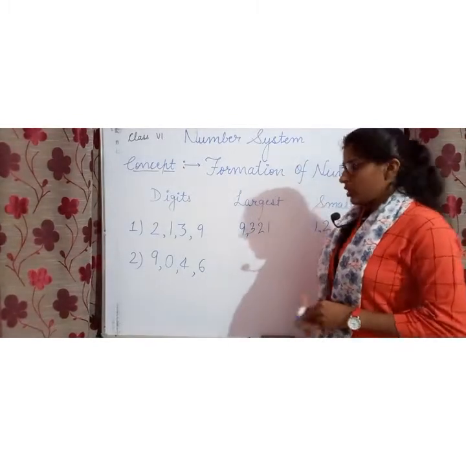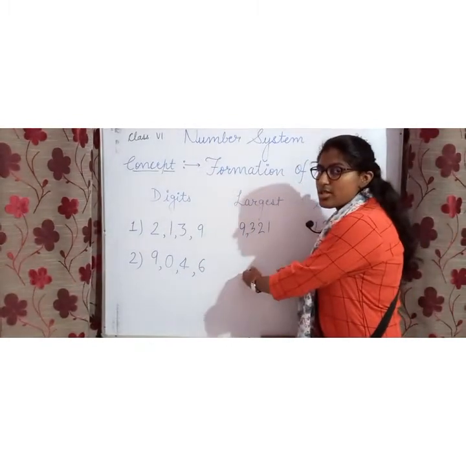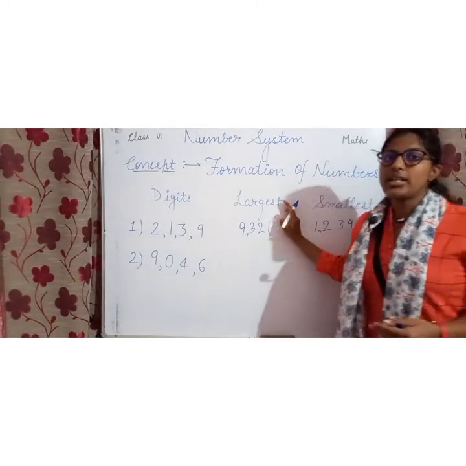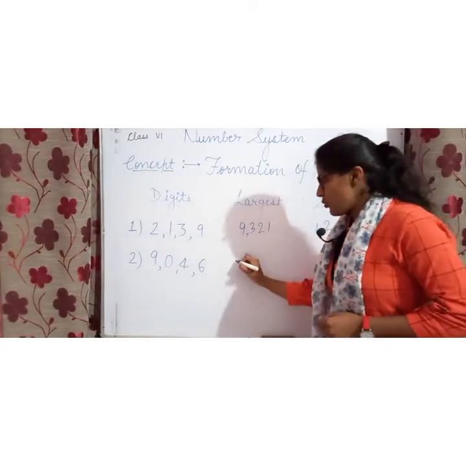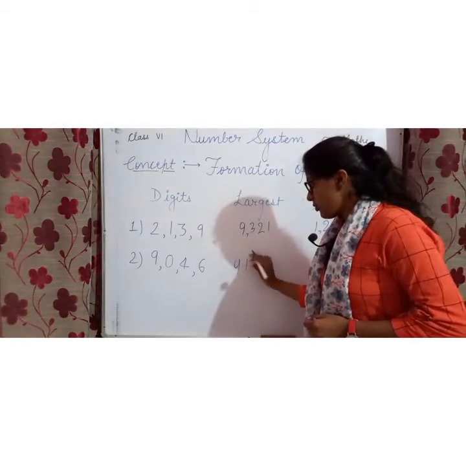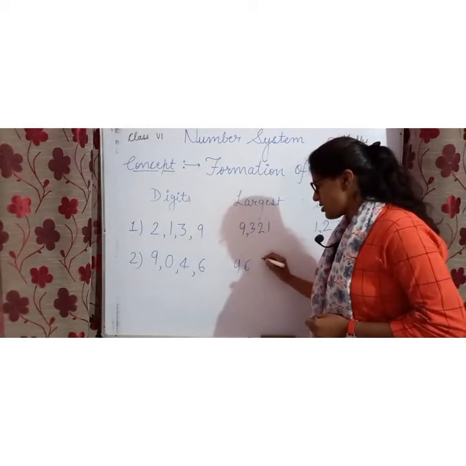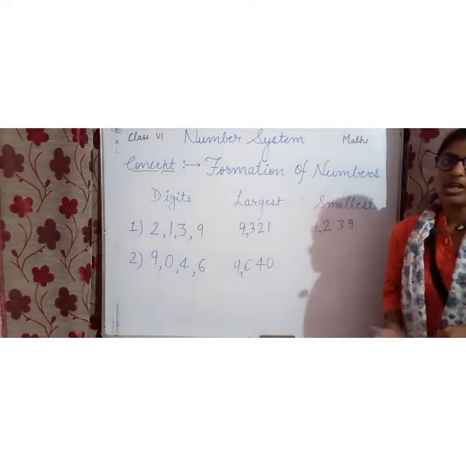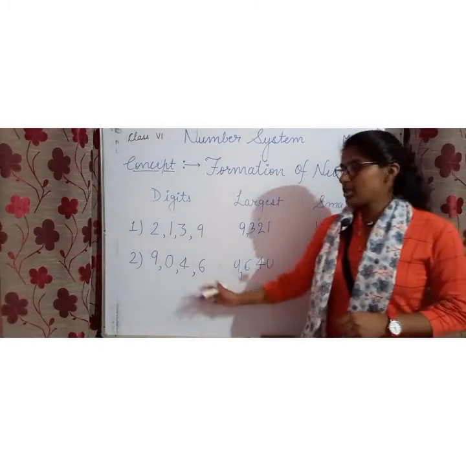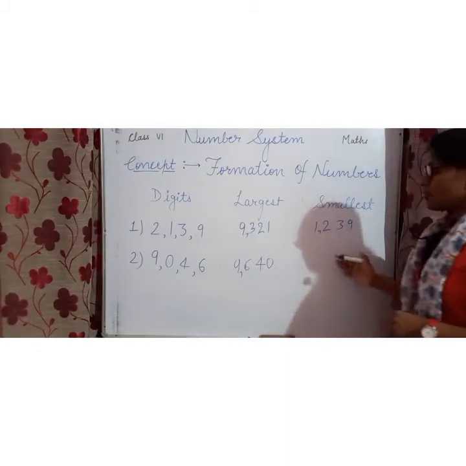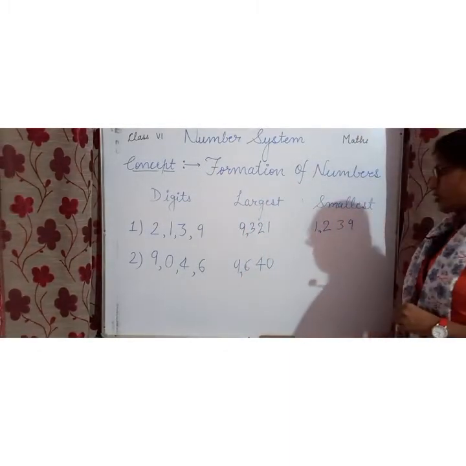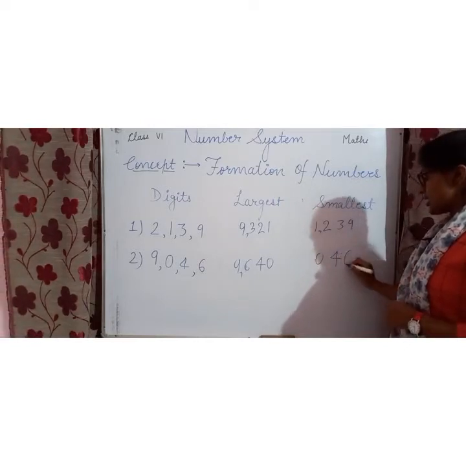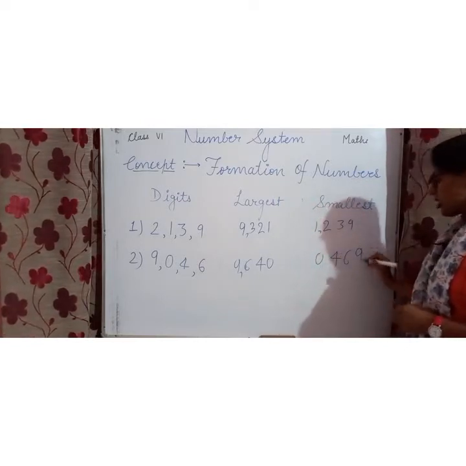Now the next example, 9046. Do we write in ascending order or descending order? Descending order. Whenever we form the largest number, we write the digits in descending order. So 9, 6, 4 and 0. So 9640 is the largest number we form by using these 4 digits. How do you form the smallest number? You can form the smallest number with the smaller digits first, that is 0, 4, 6 and 9. Okay.